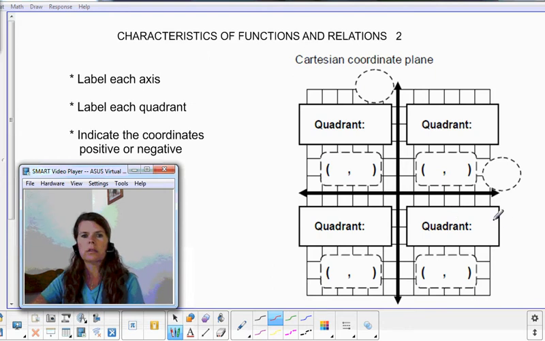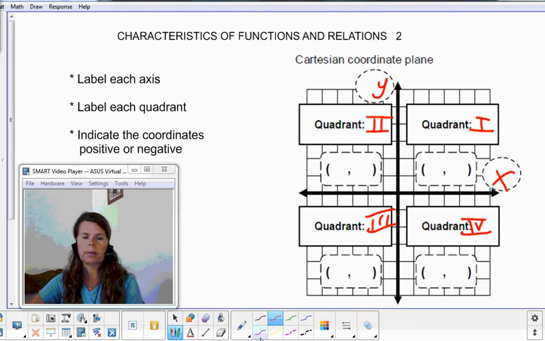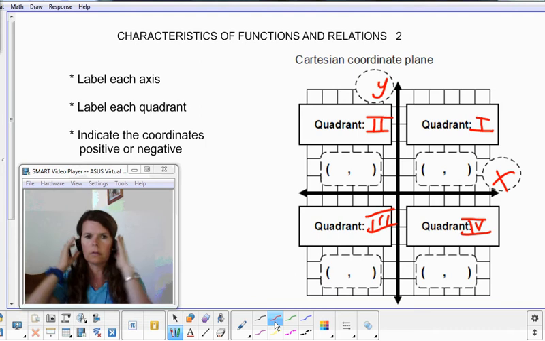Okay, hopefully you paused the video and you labeled everything. If you didn't, pause the video now and do that. And hopefully you have X here and Y here. Quadrant 1, we usually use Roman numerals, 2, 3, and 4. And then, are they positive or negative? Hopefully you did that. Oops, my microphone's falling off.